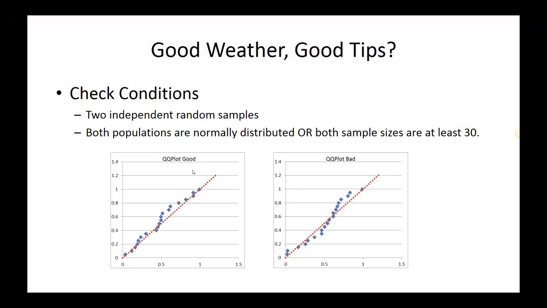So here's what both QQ plots looked like after I did them both, and you can see that the points roughly fall on the straight line there. There's not a lot of curvature. They're not perfect, but they're pretty close to the straight line. So they're good enough that we can say, okay, I think that our populations are normally distributed, and we meet the second condition, and we can go ahead and do the analysis.